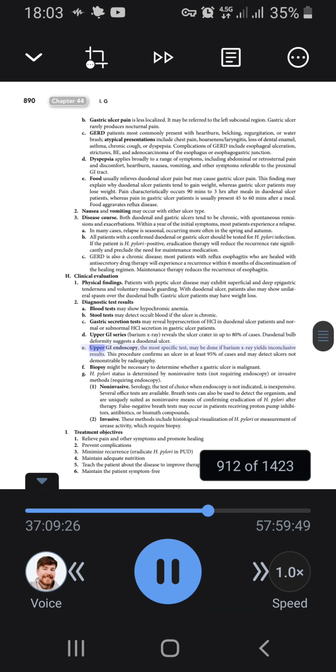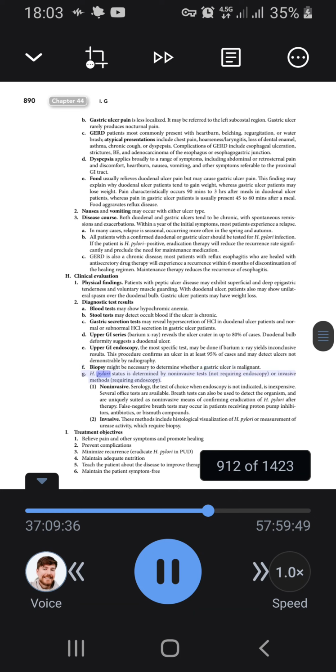E. Upper GI endoscopy, the most specific test, may be done if barium X-ray yields inconclusive results. This procedure confirms an ulcer in at least 95% of cases and may detect ulcers not demonstrable by radiography. F. Biopsy might be necessary to determine whether a gastric ulcer is malignant.